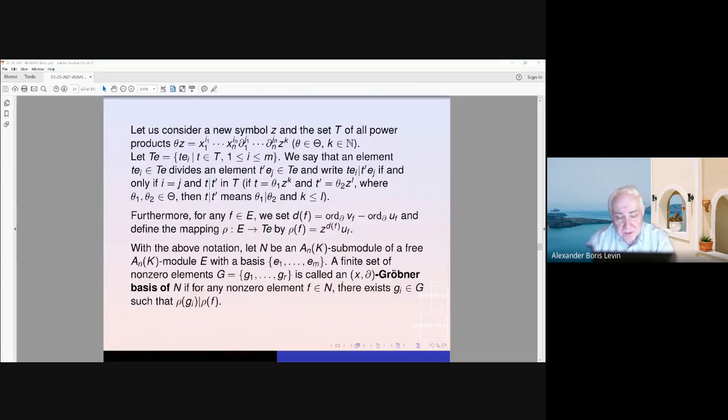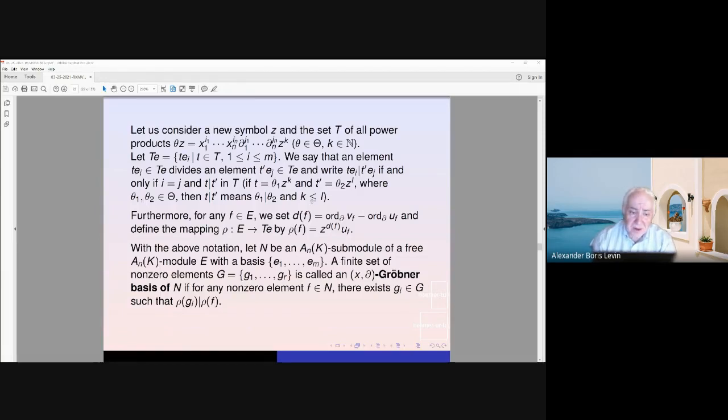Okay, so now we can give a definition of XD Grobner basis, a generalization of the classical concept of Grobner basis. Formally, we consider a new symbol Z and consider monomials with an additional power of this symbol Z. T is the set of terms, which we considered before, but terms now are of this form. One term divides another if i equals j, and theta 1 divides theta 2 and Z to K divides Z to L, so K is less than or equal to L. So it's natural division of monomials.